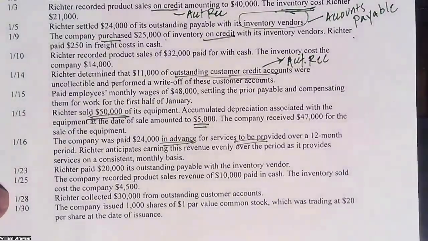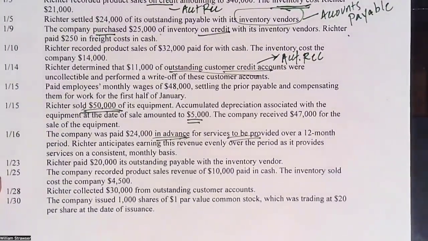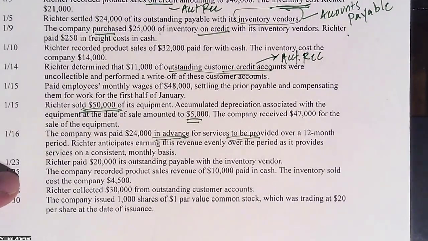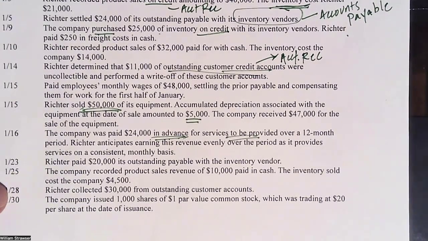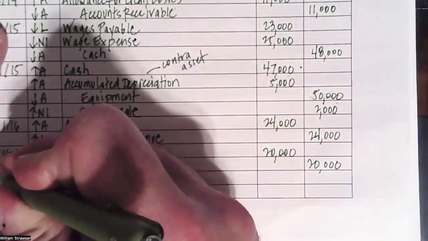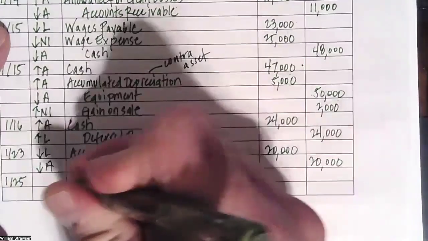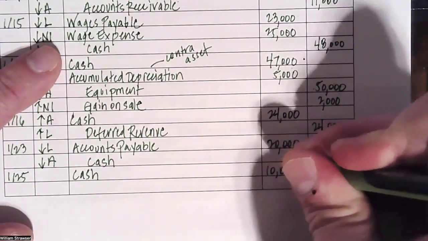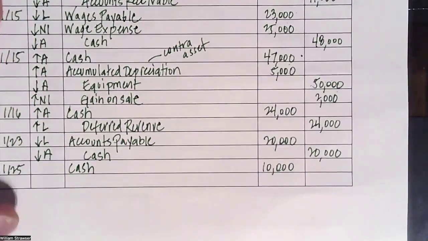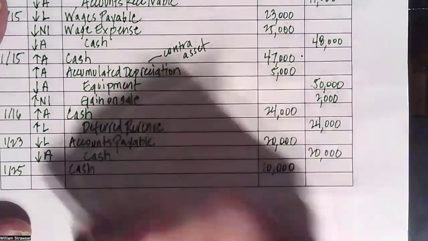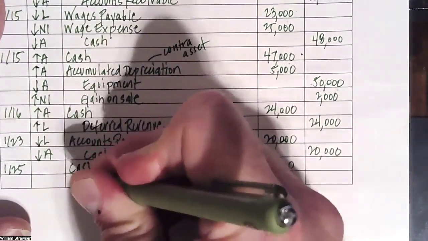The next piece, the company recorded product sales revenue of 10,000, paid in cash, and the inventory sold cost the company 4,500. So again, we just have another one of these product sales. Make sure that you remember to not just record the revenue. So we received cash, and we received cash of 10,000. We provided the product. We realized the payment, our cash payment. So we can record the sales revenue here.